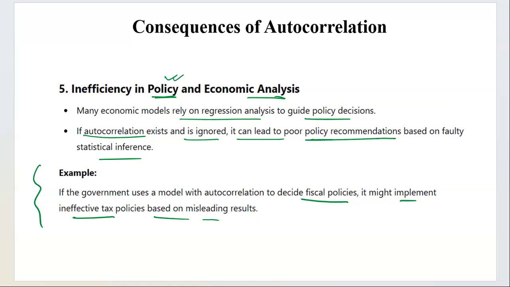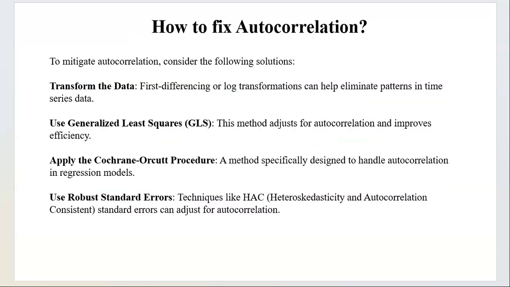And the final question that we want to figure out is how to fix this autocorrelation. So we have already understood what could happen if autocorrelation is present in our model. But the question is how to fix that. There are several methods that you can use. So these are the 4 methods. What could be the solutions? First is that we can transform the data. Since we are talking about time series data, we can take first differencing or log transformation. That will sometimes help you to eliminate patterns in time series data.